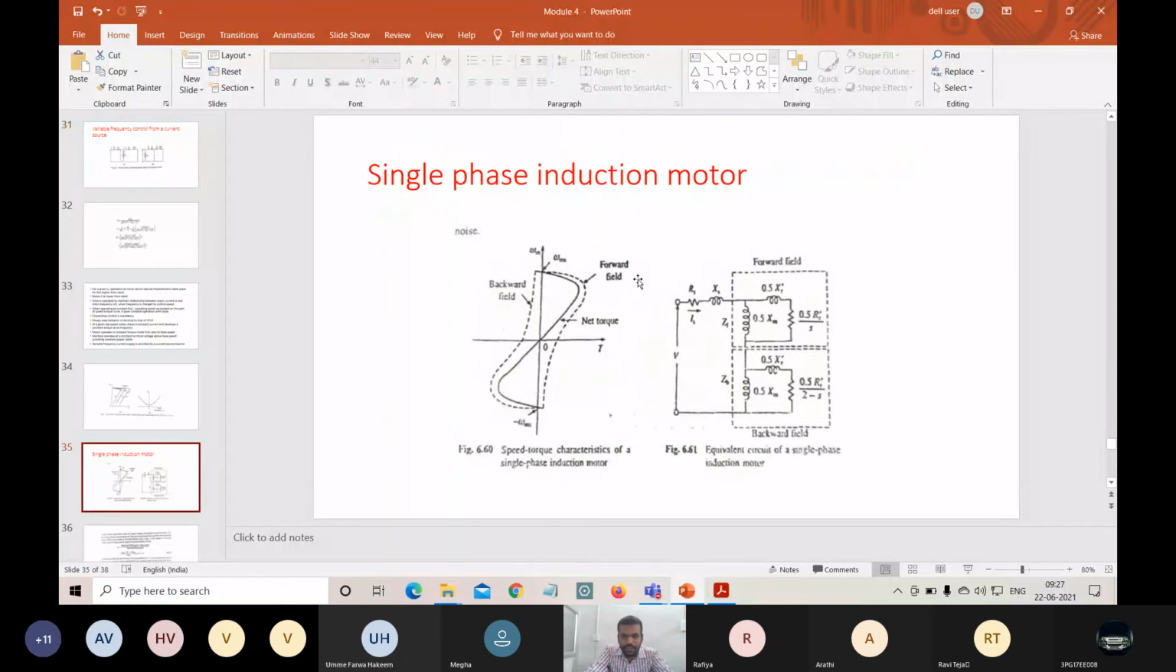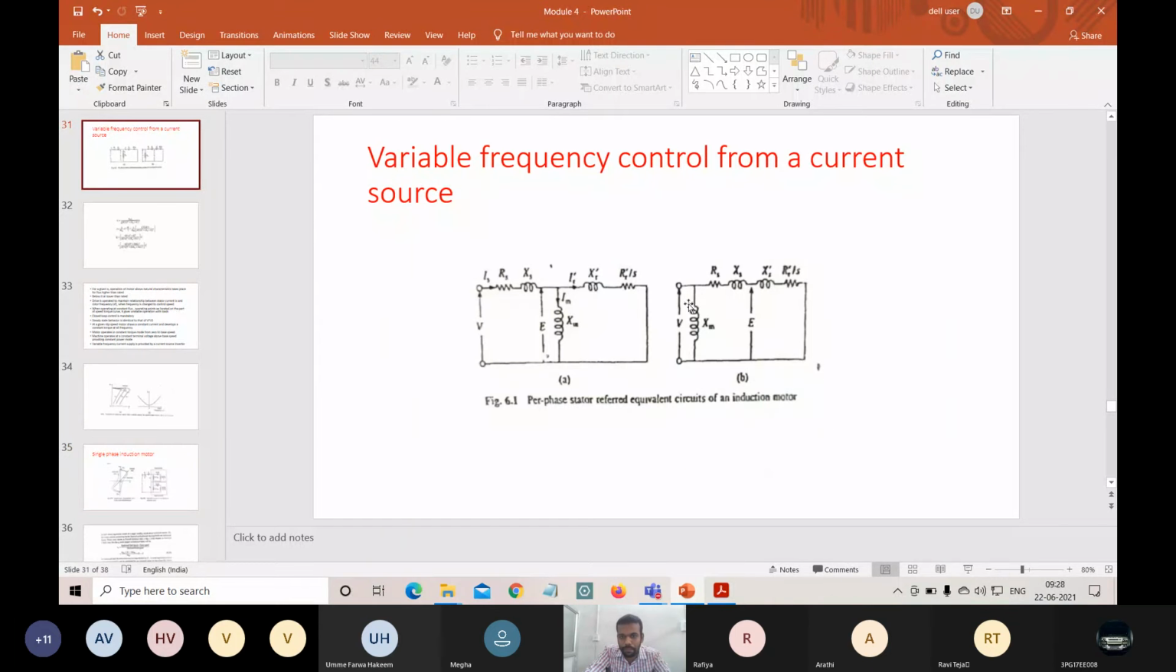And here the equivalent circuit, the same equivalent circuit I showed just now, they have drawn it in a modified form. So the stator resistance, stator reactance, and this is our mutual inductance, this is the value XM.